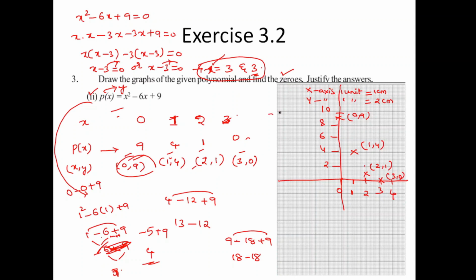Now, when I am drawing a polynomial curve freehand, it comes out something like this. So this is the zero of the polynomial, which is your p of x. Hope it's clear to everyone.